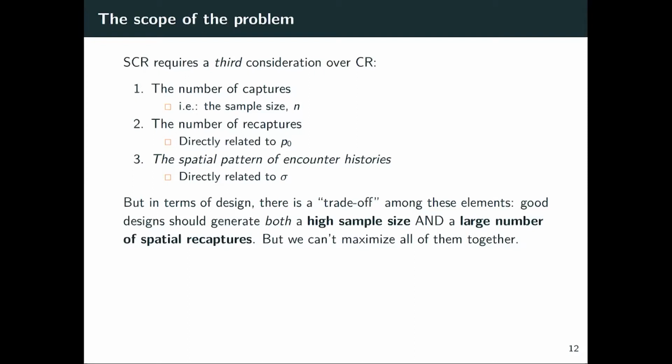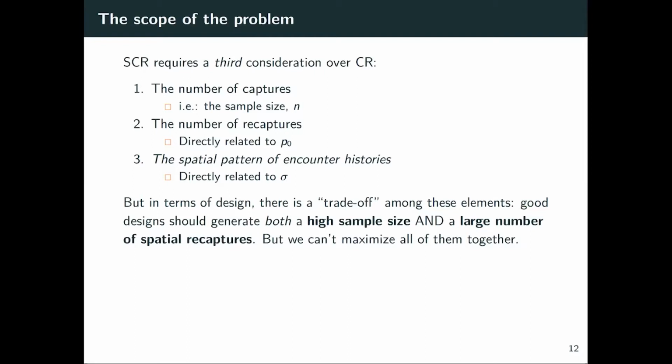That was something that Dan was saying we would talk about here, that it's really important to get good resolution on sigma. In terms of design, though, there's a trade-off between these three elements. In a way, we want to maximize for all of them. We'd love to get a lot of captures, a lot of recaptures, a lot of spatial recaptures, or a good spatial pattern in your encounter histories. But we actually can't really do all of those things.